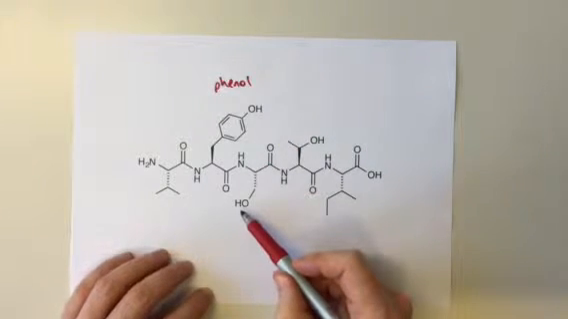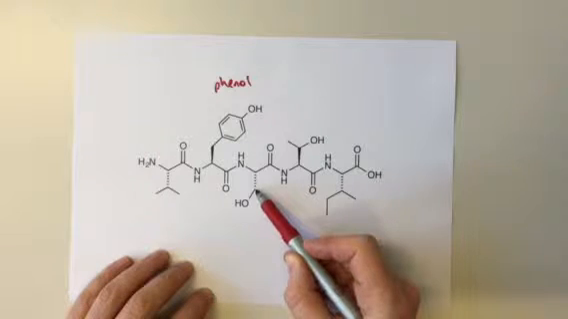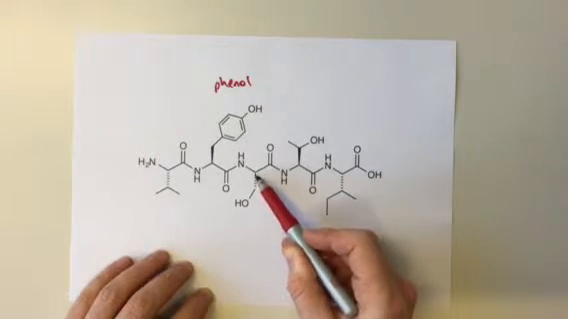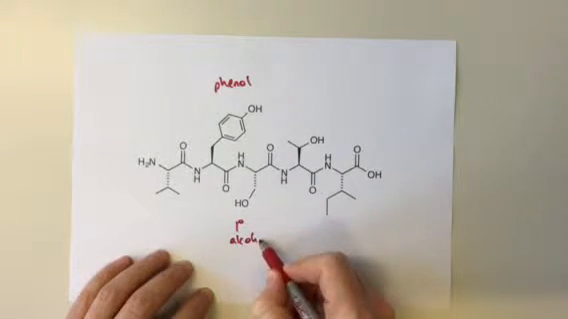Let's have a look at this guy down here. This time we've got an OH group that's connected to a carbon, so that's the alcohol carbon there, and the alcohol carbon itself is connected to one other carbon. So this is a primary alcohol.